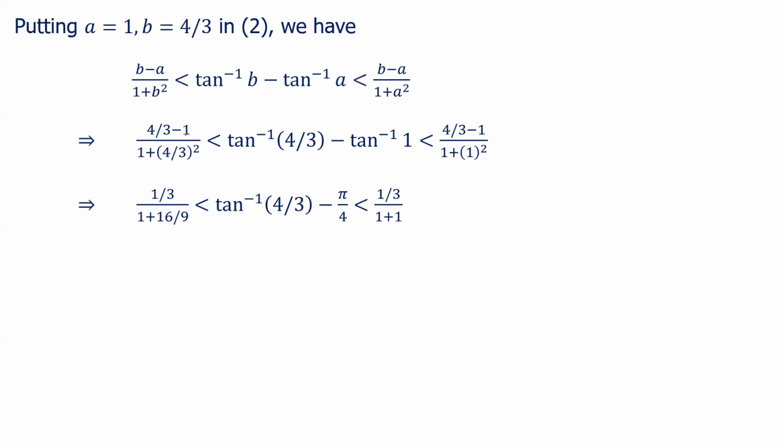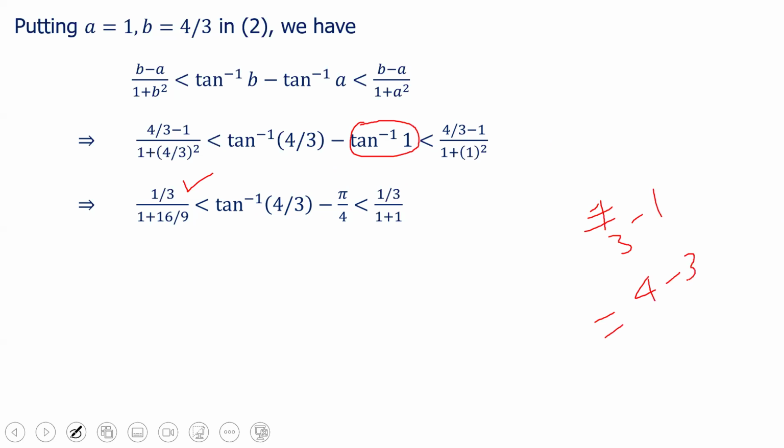4 by 3 minus 1 is nothing but 1 by 3, and 1 plus 16 upon 9, which is less than tan inverse of 4 by 3 minus tan inverse of 1, which is nothing but pi by 4, 45 degree. So we can write it as pi by 4, and this is less than 4 by 3 minus 1. So 4 by 3 minus 1 can be written as 4 minus 3 by 3, which means 1 by 3.